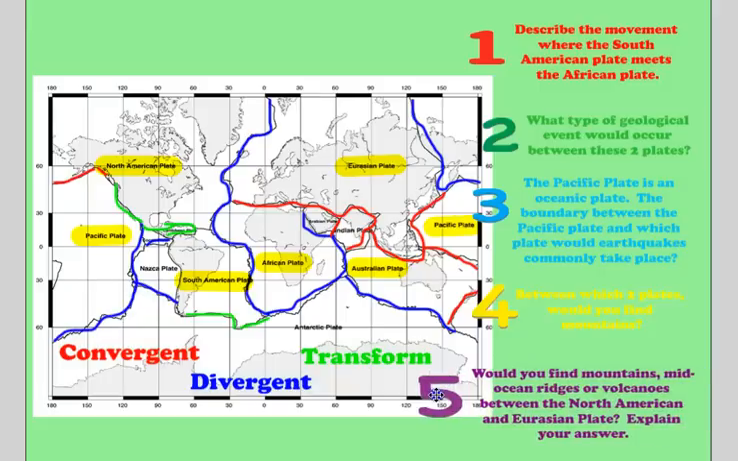Number 5. Would you find mountains, mid-ocean ridges, or volcanoes between the North American and Eurasian plate? Please explain your answer. So here's the North American plate, and here's the Eurasian plate. Also, since the world is round, we can also look at the type of boundary that is on this side of the Eurasian plate, because that is also the North American plate. So what type of geological event would you find? Mountains, mid-ocean ridges, or volcanoes? Press pause and answer now.